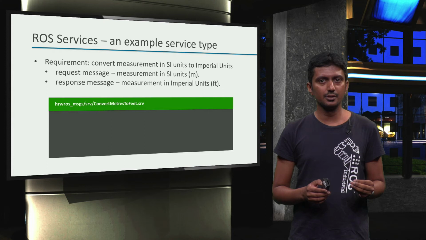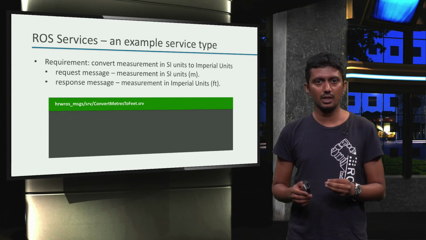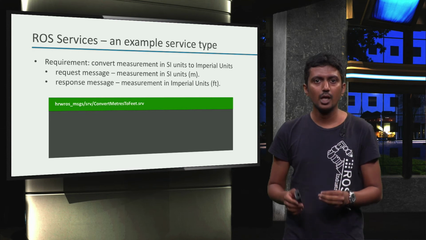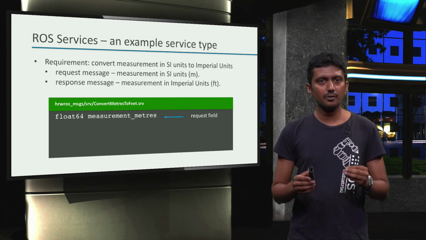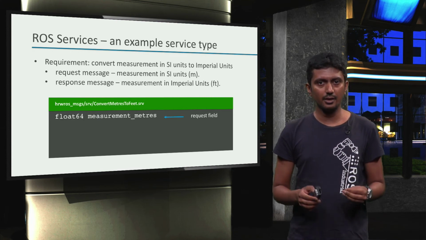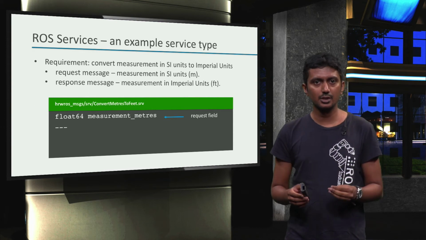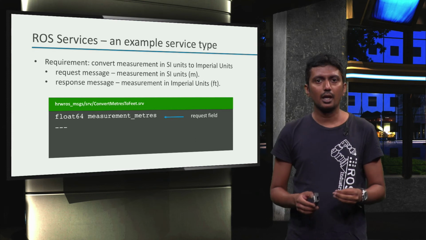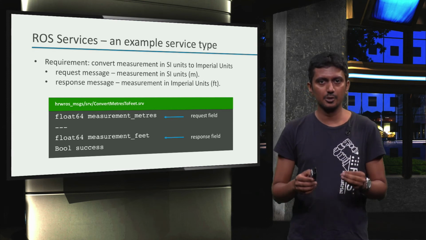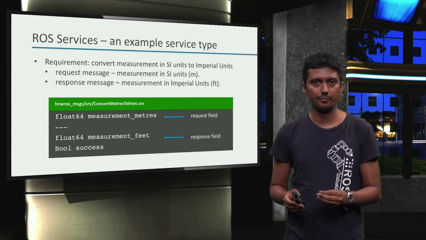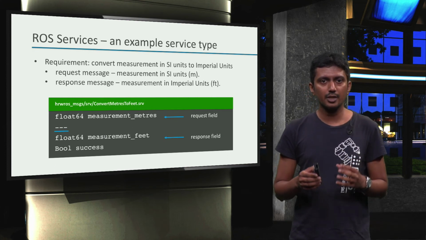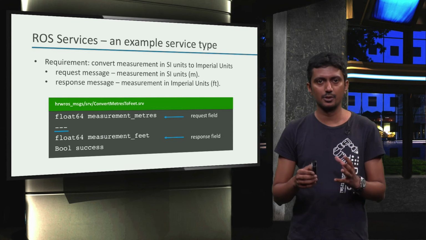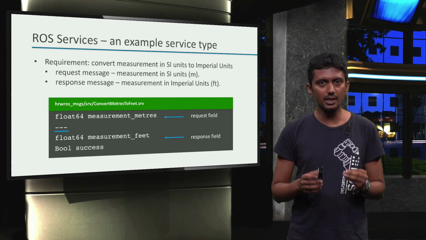The service definition is written in the ROS service file convert_meters_to_feet.srv. We first define the request message field. Then we add a demarcation to indicate the end of the request message type. And then we add the response message type as desired. Note that the convention to indicate the demarcation between the request and the response message types is 3 dashes together.